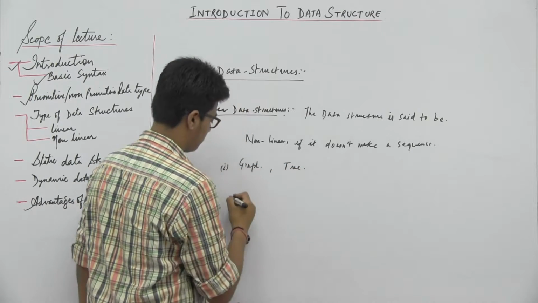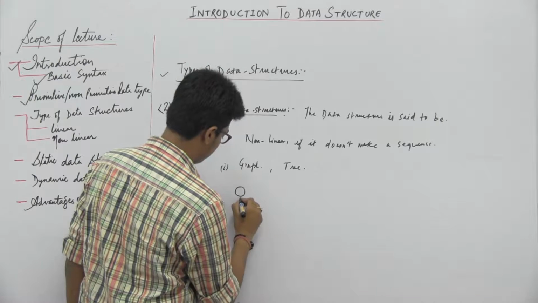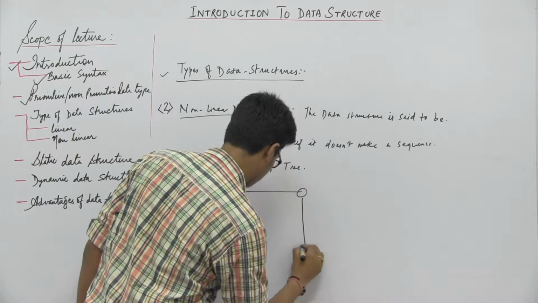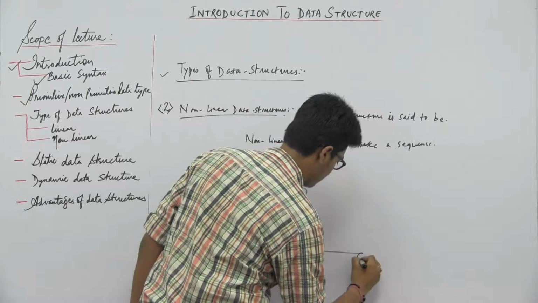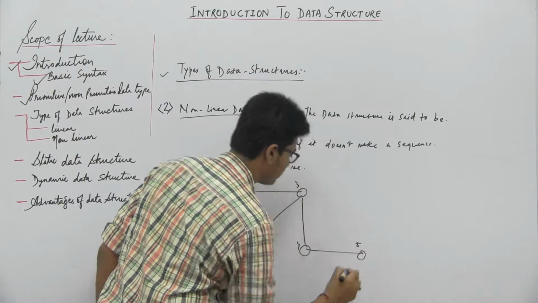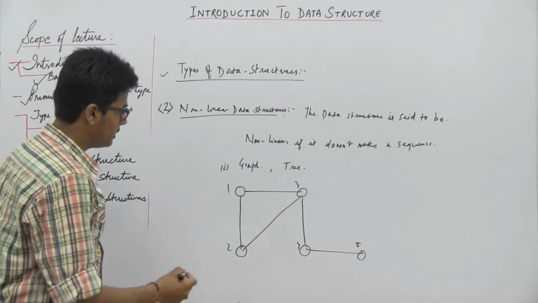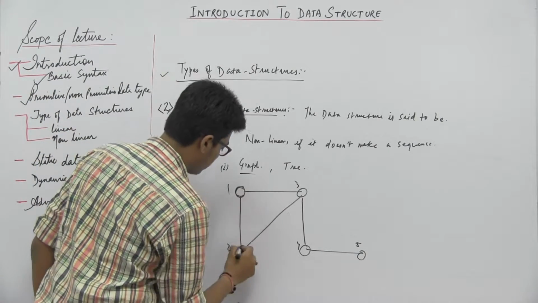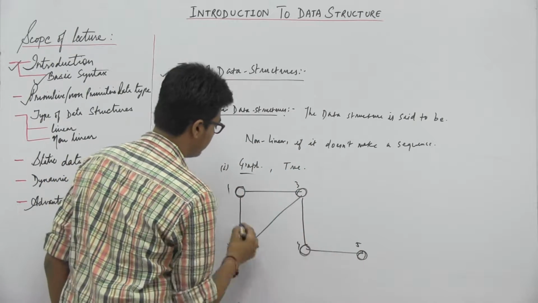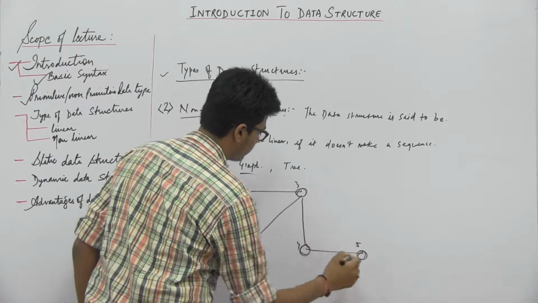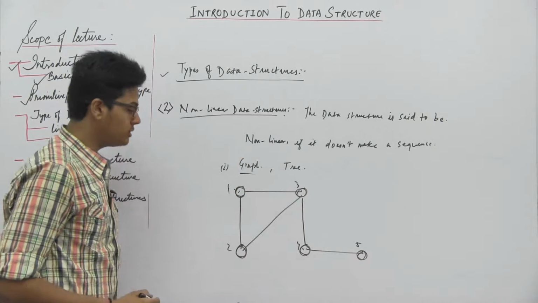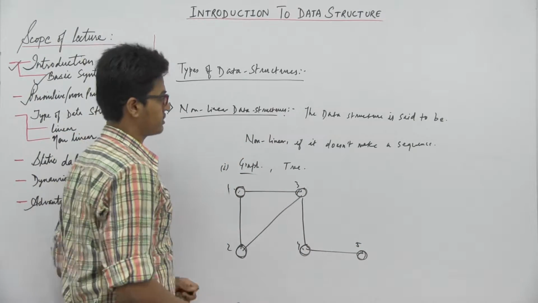Tree. In a graph we see this type of pattern formed by 1, 2, 3, 4, 5. Right. So a graph is not linear, it is non-linear because it does not make a sequence. If we go from 1 to 5, then we can travel 1, 3, 4 and 5. And another path is 1, 2, 3, 4, 5. So there are a lot of paths, so it is not a linear data structure.